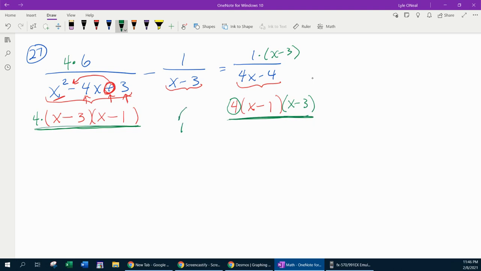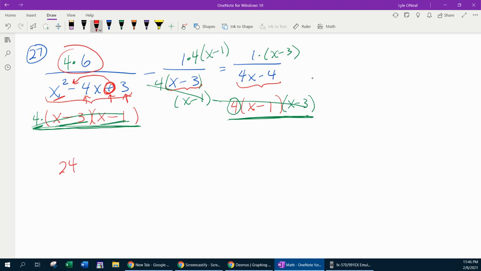Let's see if we can get the middle denominator to have the same stuff. So the x minus 3, it's going to need a 4 and the x minus 1. So its numerator gets the 4 and the x minus 1. So now every denominator has a 4 times x minus 3 times x minus 1. And now you see them? Now you don't. Our resulting equation is going to be 24.